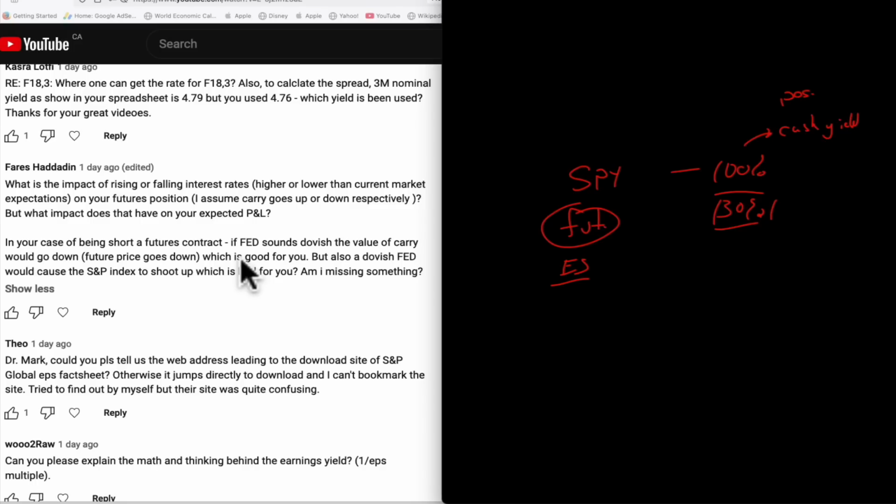And if I'm short the futures contract, the directional move of the underlying is far greater than any carry that I would get over the course of the day. Also, a dovish Fed would cause the S&P index to shoot up, which is bad. Oh, you did finish it. I should have kept reading. Yeah, no, you got it. But the index, the bad is really bad, whereas the good is a little bit good. But the bad is really bad.